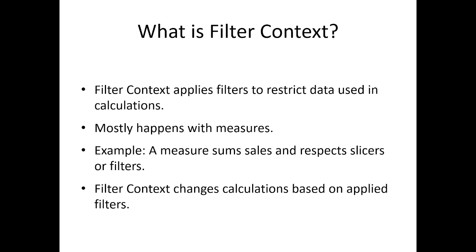Next, filter context is a bit different. Filter context refers to the filters applied on your data model that restrict the data used in calculations. This happens mostly with measures. For example, if you create a measure that sums total sales and then apply a slicer on a region, the calculation restricts with a filter, showing total sales only for the selected region. So, filter context is like applying filters or slicers to your data, and the measure calculation changes accordingly.